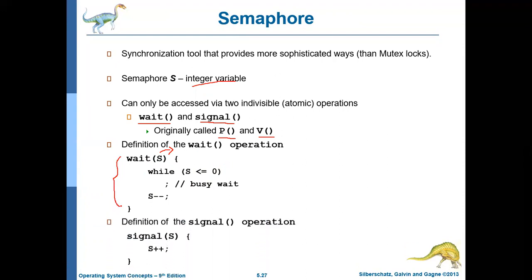And the signal instruction, what it does is, it just increments S, nothing else. There is no waiting, no checking. It just increments S by 1. Okay. So let us discuss this with an example.